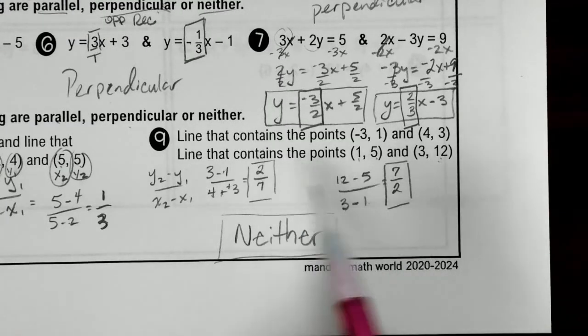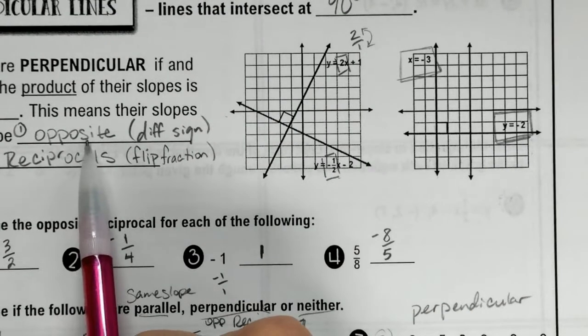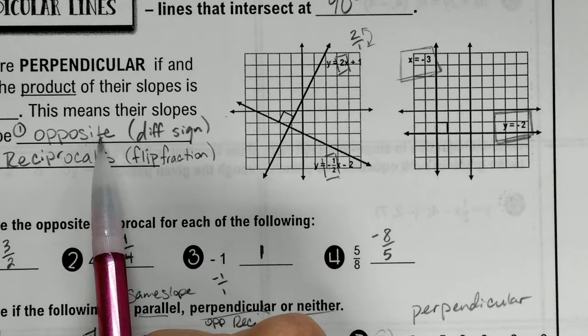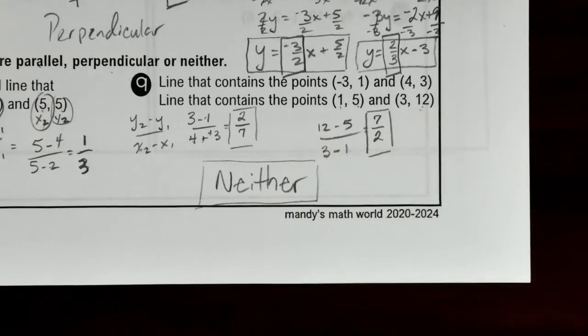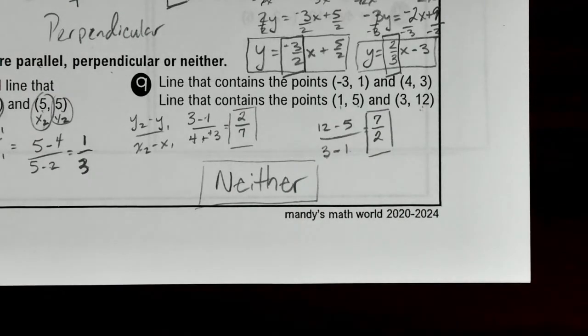So the fractions are flipped, but Graham, they're not opposite. They don't have a different sign. So yes, the fractions are flipped, but they are not perpendicular because they don't have a different sign. Those are both positive slopes. Those are not going to intersect at a 90-degree angle. Will they intersect? You betcha. But not at a 90-degree angle. All right, parallel and perpendicular lines.